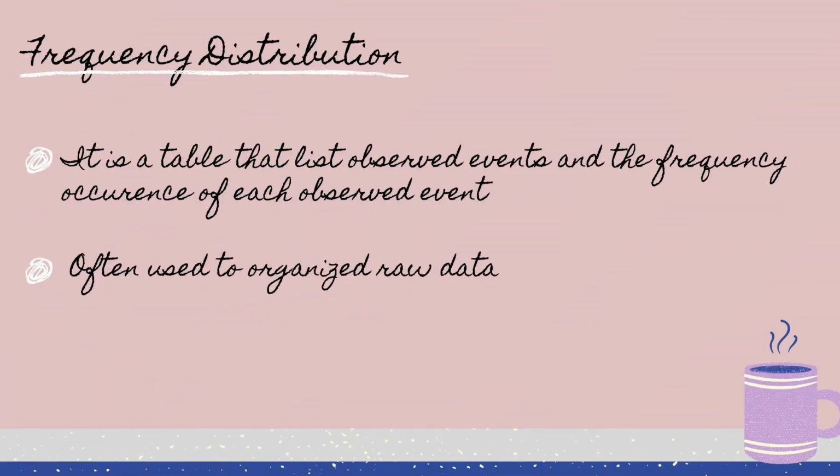Lastly, we're going to talk about the frequency distribution. It is a table that lists observed events and the frequency of occurrence of each observed event. It is often used to organize raw data.